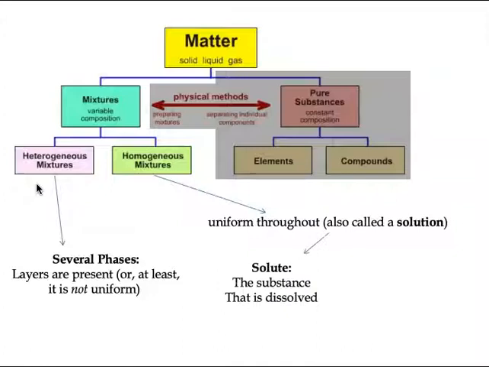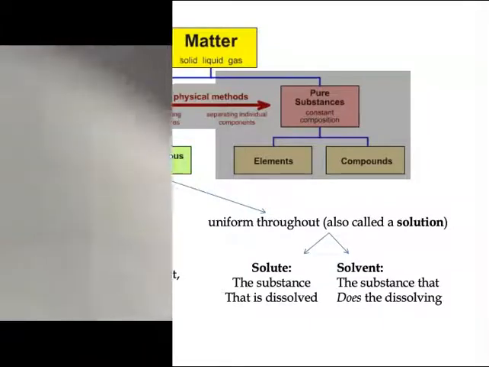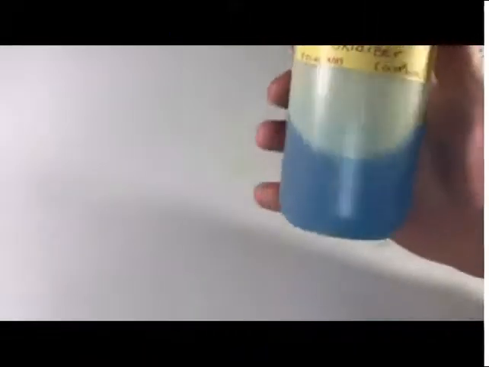Another couple of vocabulary words having to do with homogeneous mixtures is this idea that you have a solute, the substance that is dissolved, and a solvent, or a substance that does the dissolving. And our classic example of a homogeneous mixture is salt water. Obviously salt would be the solute, and then the solvent would be water. So here's an example of a homogeneous mixture, also called a solution.